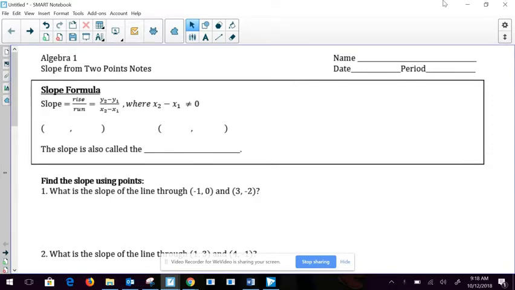So if we look at this little box, it says our slope formula, which we discussed yesterday, is rise over run. Another way to look at that is y2 minus y1 over x2 minus x1. I'm going to go ahead and circle where I see that. What I'm going to do is give you guys a quick and easy way to remember our formulas.